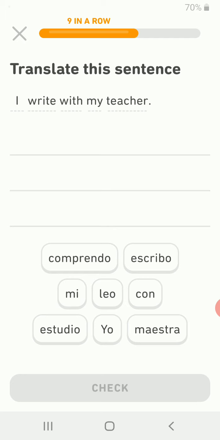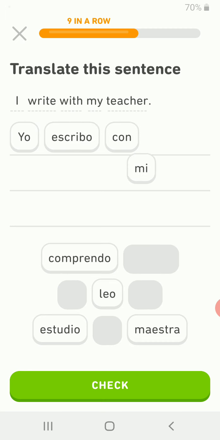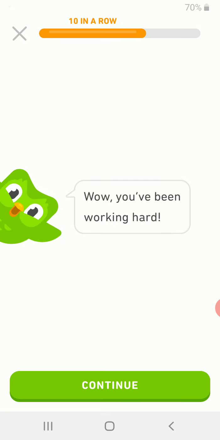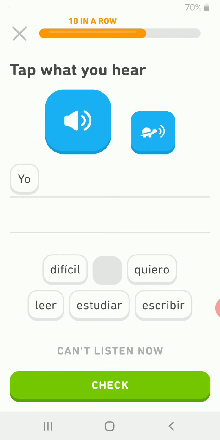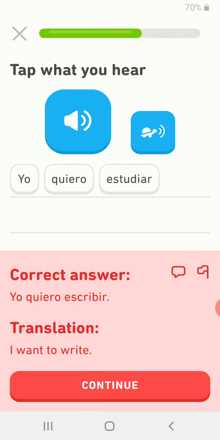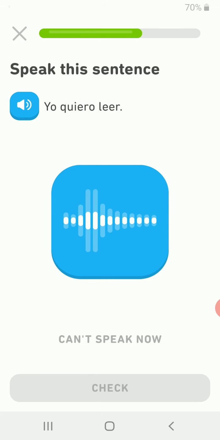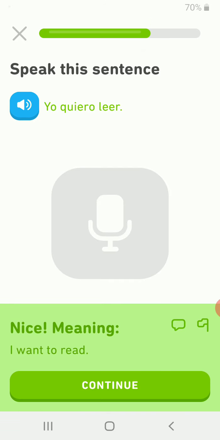I write with my teacher. Yo escribo con mi maestra. Maestra is a female teacher. Maestro, maestra. Profesor, profesora. Yo quiero escribir. Yo quiero, I want, querer, escribir. Oh, that was my mistake, not estudiar. Yo quiero leer. I want to read.